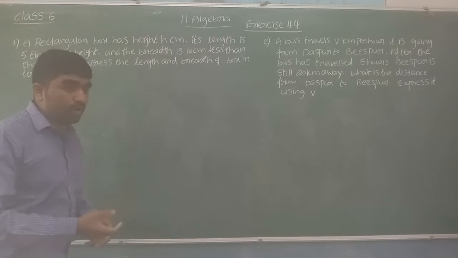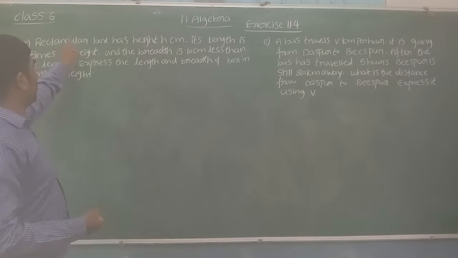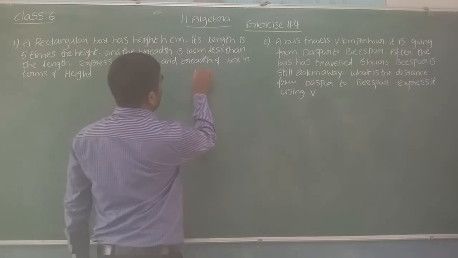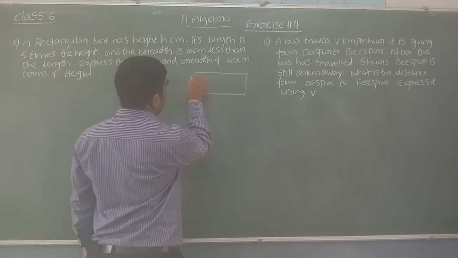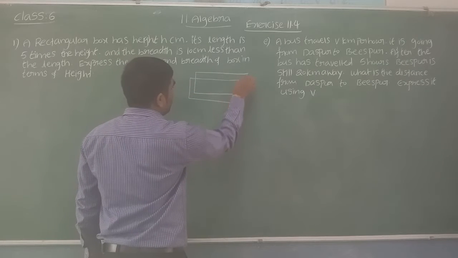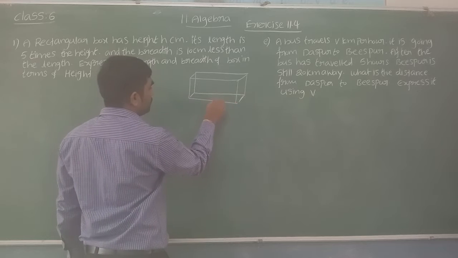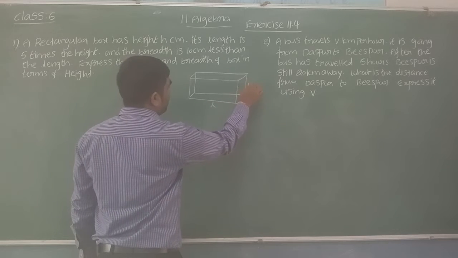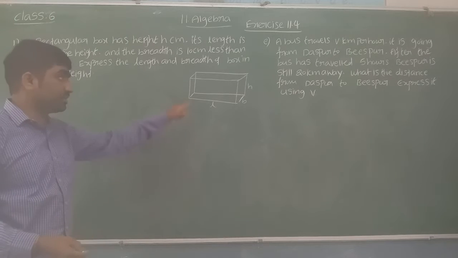If it is a square box, we can use the word cube. Rectangular box means it is called cuboid. Children, you know about this cuboid. It is the three-dimensional figure which has length, breadth and height. It has three dimensions which are length, breadth and height. It is called a rectangular box, also called a cuboid.